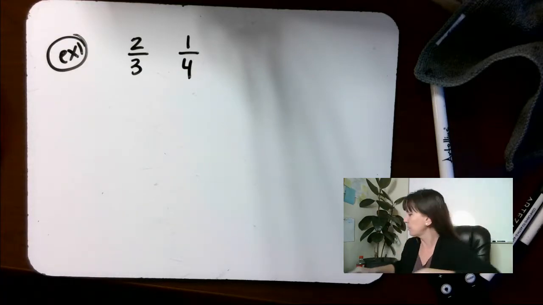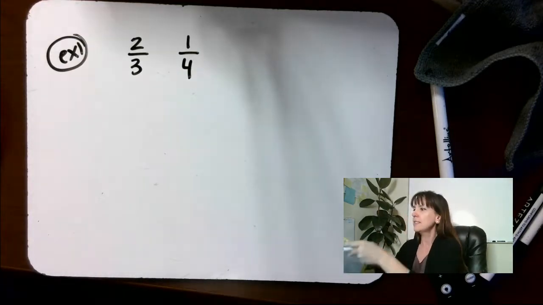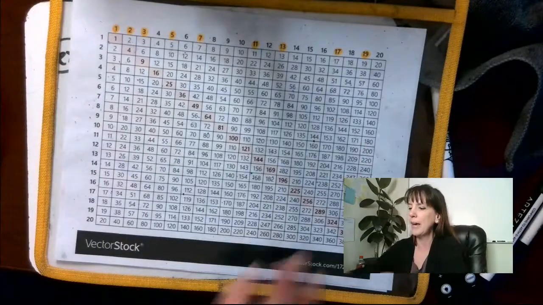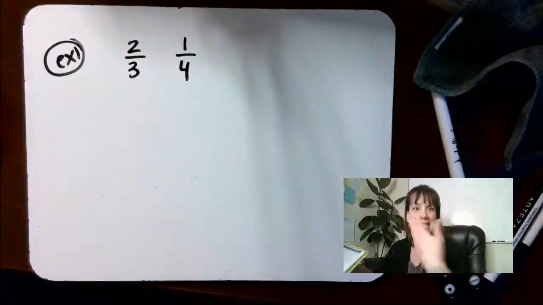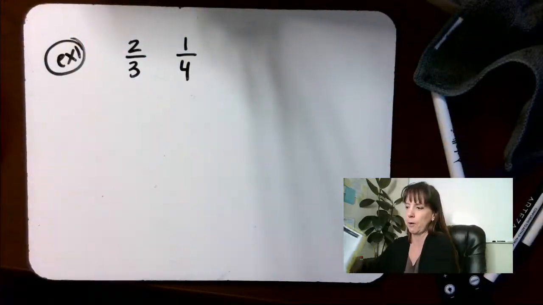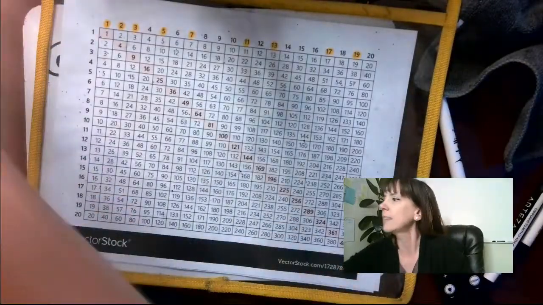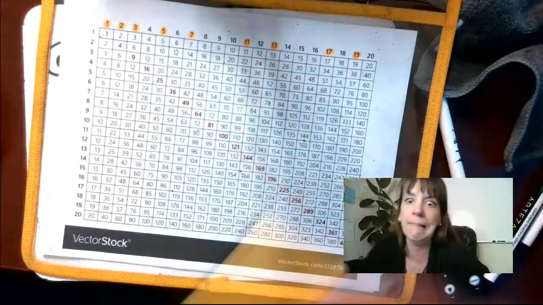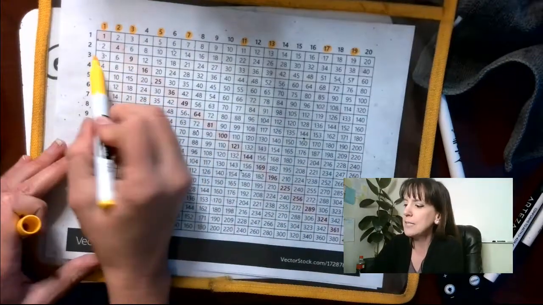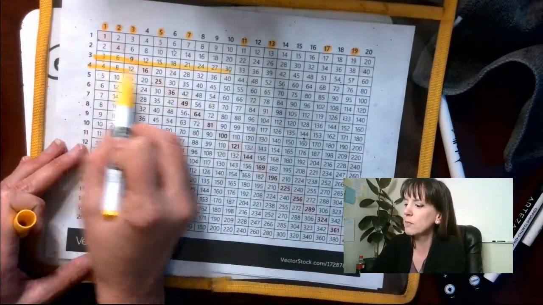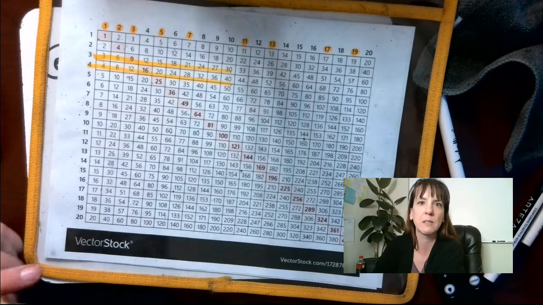And guys, I'm looking around for my multiplication chart. Here we go. This is a little bit easier because our denominators, remember denominator is downstairs, are 3 and 4. So here's my 3's. Here are my 4's, right? Having a multiplication chart makes this a little bit easier.